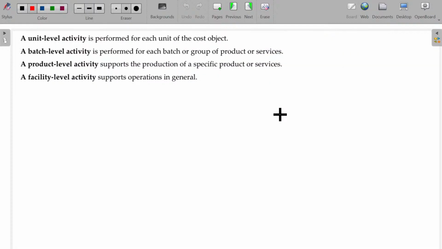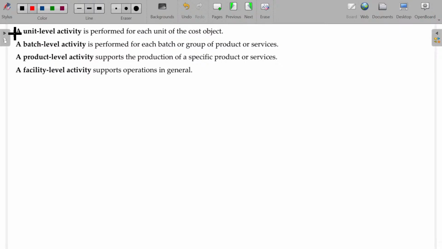Okay. Now, activity may be unit level activity, batch level activity, product level activity, or facility level activity. Okay. So these are the four varieties of activity. Clear? You have to understand this.